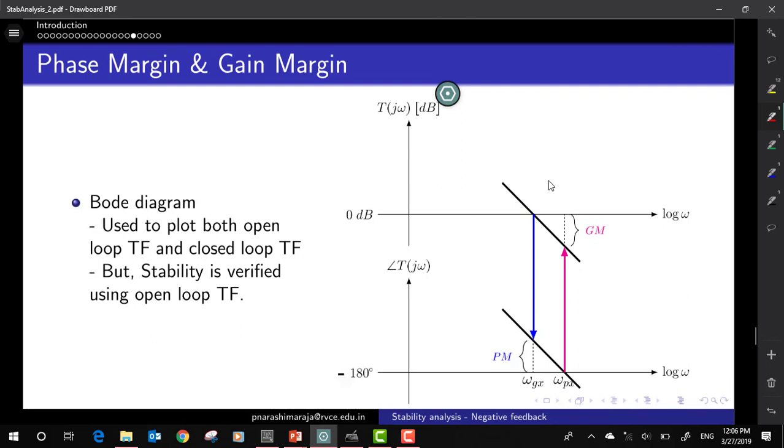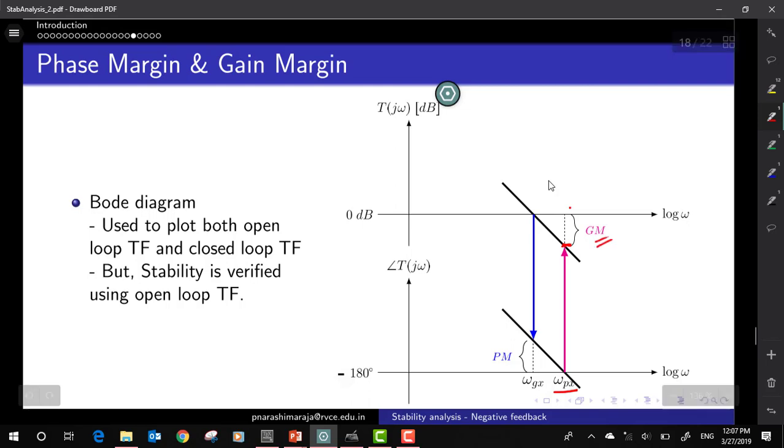Now, since you already said you know the definition of phase margin and gain margin, what exactly do we mean by gain margin? In this case, you can see there is a phase plot. This phase plot intersects the 180 degree line, and I'm reading this intersection as omega px, which is the phase crossover frequency. At this frequency, I read the magnitude of my loop gain. The difference of that magnitude from 0 dB, whatever value I have at omega px, is termed the gain margin.